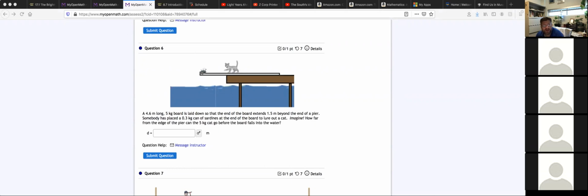So it's often a good idea in a situation like this to define a distance first. We're trying to figure out how far the cat can go out from the edge. It says right here, how far from the edge of the pier can the cat go before it falls in the water? This is the thing that we don't know. This is a distance from the edge to some distance out there we don't know. We're going to give it a name. We're going to call it X.